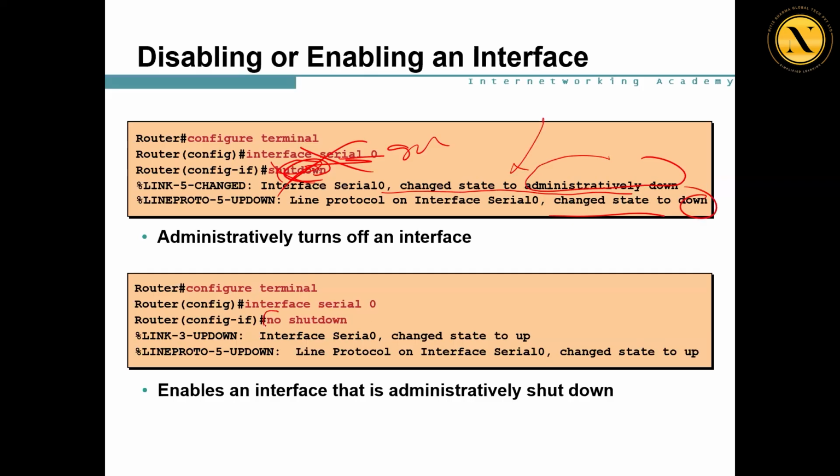So we go under whatever that port is and say no shut, or the full command is no shutdown. Then the physical layer has come up and the data link layer line protocol has also come up. Now communication can happen, whatever this port is. It enables an interface that was administratively shut down by the administrator.